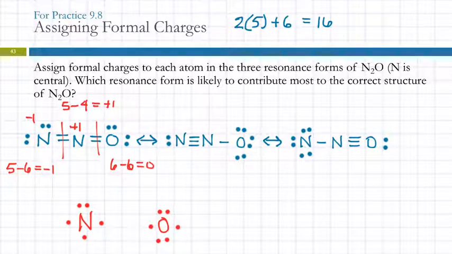Okay, so we don't have 0 formal charges, but the formal charges add up to 0, so that's good. That says we probably calculated them correctly. So let's go over here.